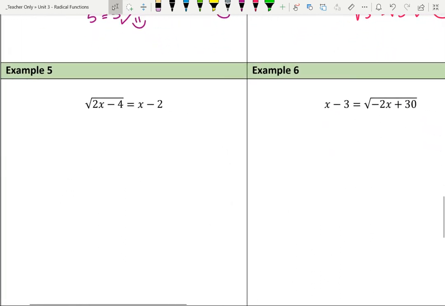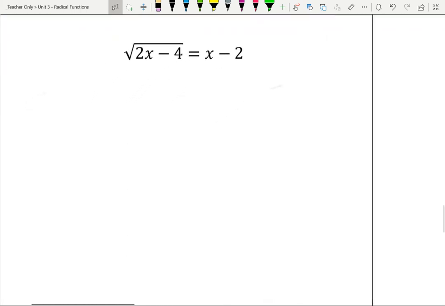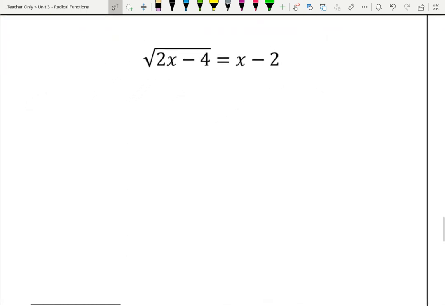Example 5 and example 6 are a little bit different than the previous ones. While example 4 did have variables on both sides of the equation, examples 5 and 6 have variables on both sides of the equations, and they're not all under a radical, which means that this is going to start to look a little bit different once we apply that initial strategy, which we do have to apply. We can't work with that square root. We need to start by squaring some things.